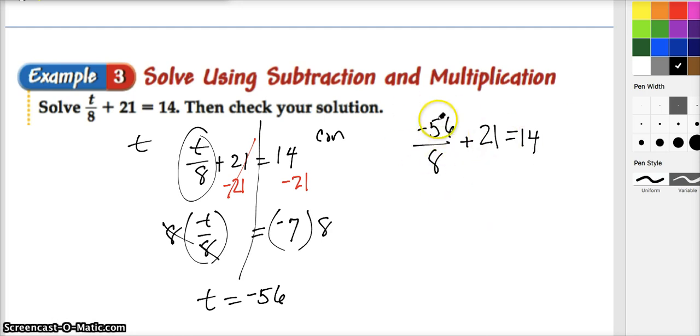And I know that when I have a problem like this, I got to do the division first before addition. So negative 56 divided by 6 is a negative 7. Remember, negative divided by a positive is negative. Plus 21, hopefully this is 14. And when I add it together, woohoo, it's 14. And my checking is done.